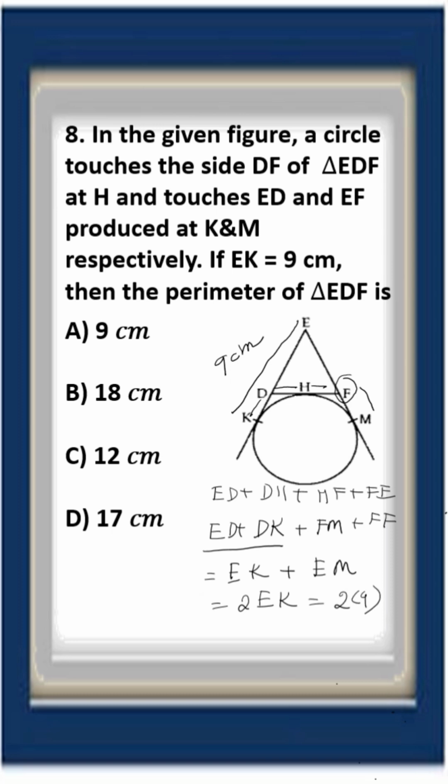18 centimeter. Now onwards, you can use the trick that if you are asked this type of question, you can directly multiply the length of tangents by 2, and which is the perimeter of this type of triangle. If you are given the perimeter of the triangle, then you do half of it, then you will get length of the tangents. That's all. So option B is correct.